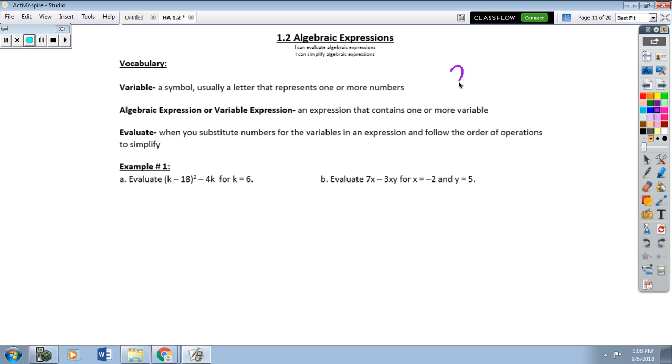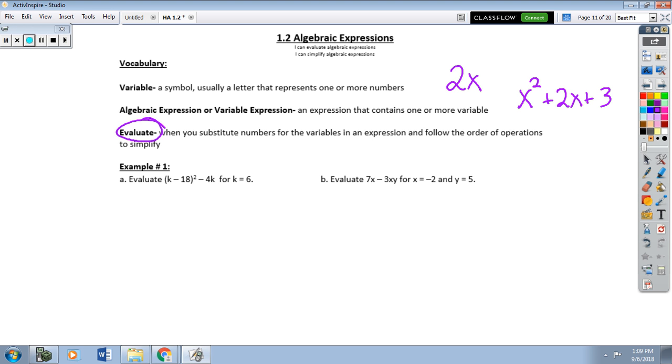An algebraic expression could be 2x, or it could be x squared plus 2x plus 3. Those are all expressions. An equation would be if we put equals a number. So we're not looking at equations yet, just expressions. Today we are looking at evaluating, which is when you substitute a number in for variables and follow the order of operations, which we will be doing without a calculator today.